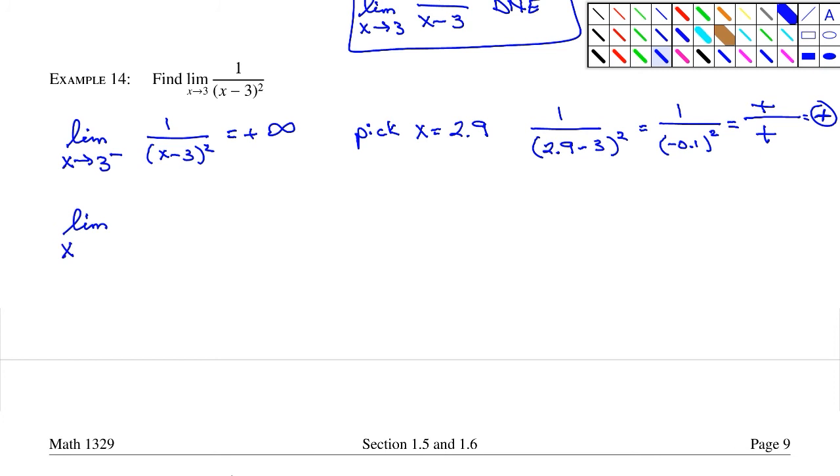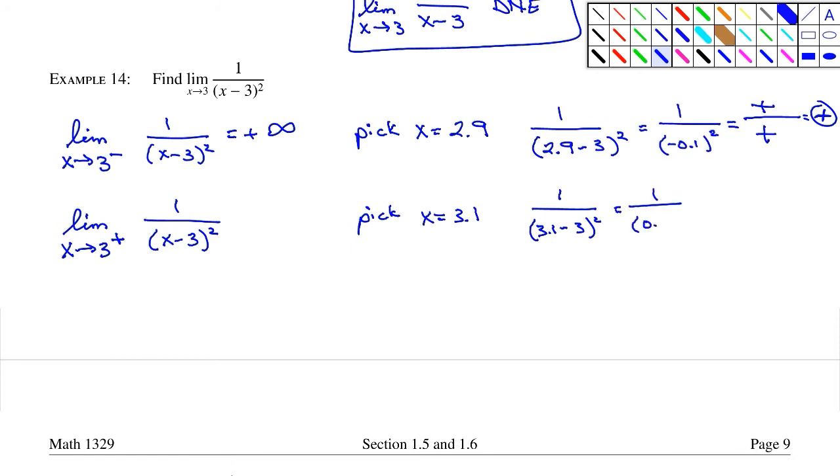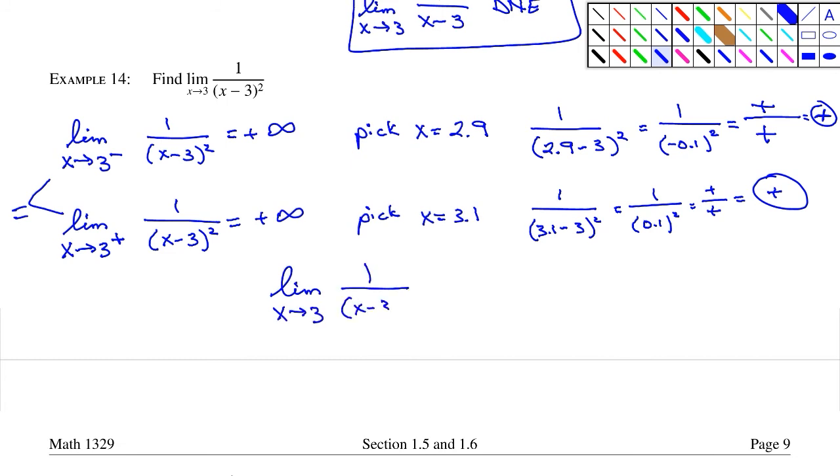And then the limit as x goes to 3 from the right side of 1 over x minus 3 squared. I'm going to pick x is equal to 3.1. It's going to be 1 over 3.1 minus 3 squared, which is 1 over 0.1 squared, which is a positive over a positive again. So this is positive, and this one is positive infinity. And since these are equal, that tells us that the limit as x goes to 3 of 1 over x minus 3 squared is equal to positive infinity.